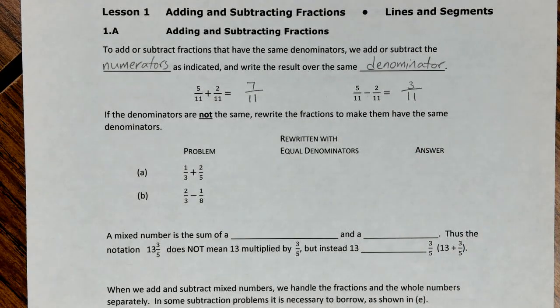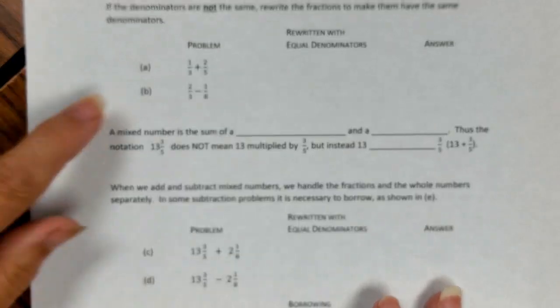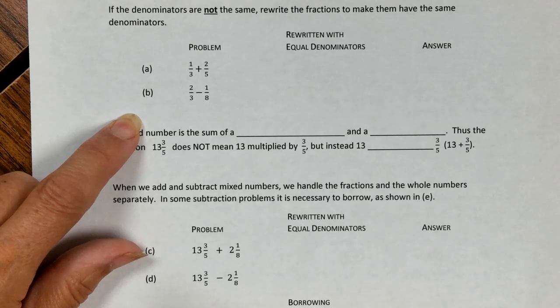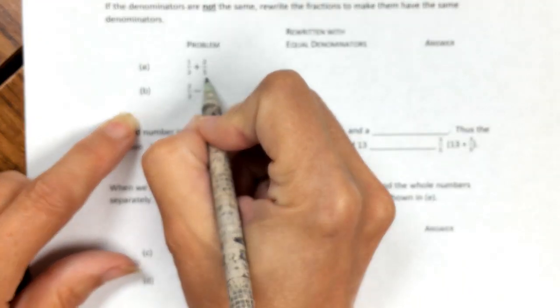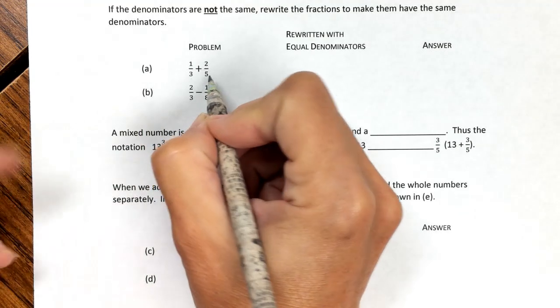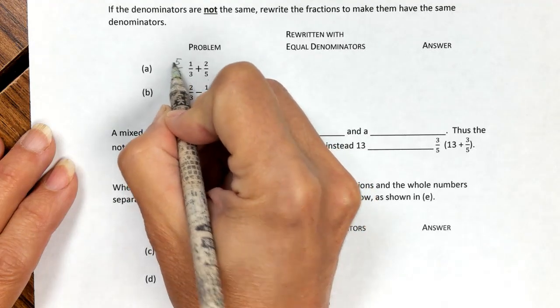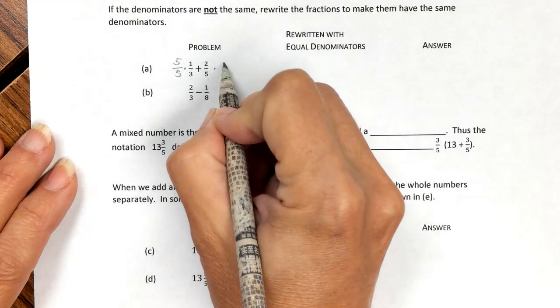If the denominators are not the same, then we rewrite the fractions to make them have the same denominator. So that's what this middle part's going to be for here. Because in A and B, the denominators are different. So what we're going to do is look at what we have. We're going to find the LCM, the least common multiple, of these numbers, 3 and 5. That's 15. So we would have to multiply this one by 5, and multiply this one by 3.